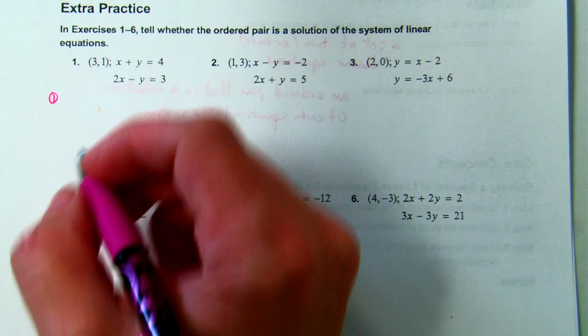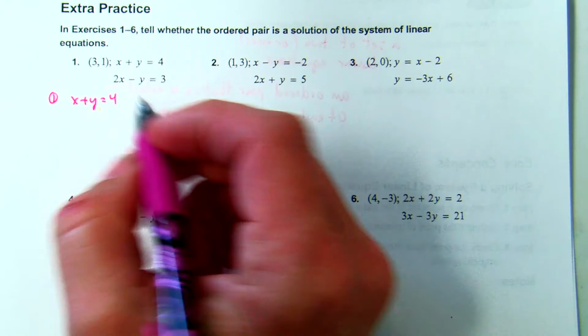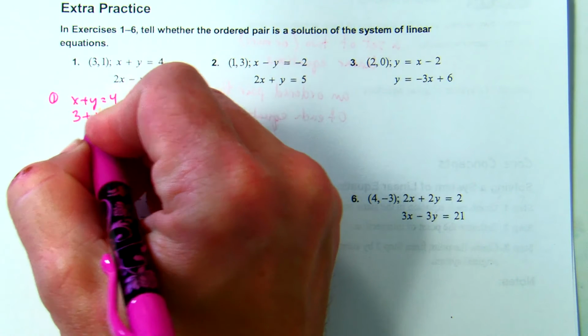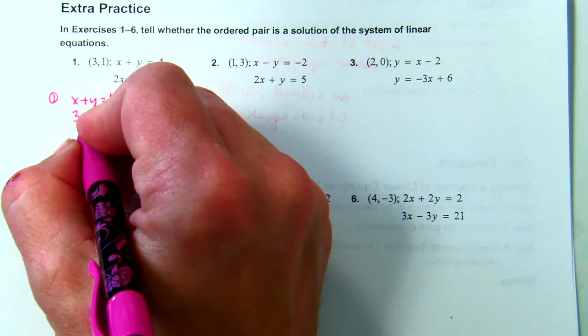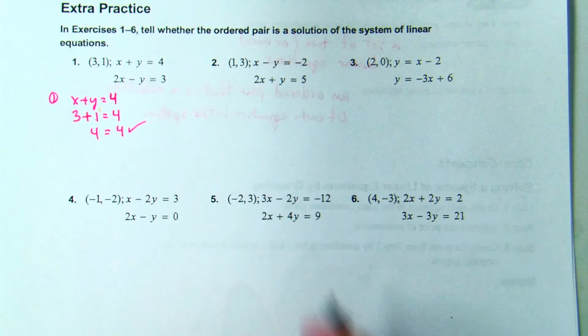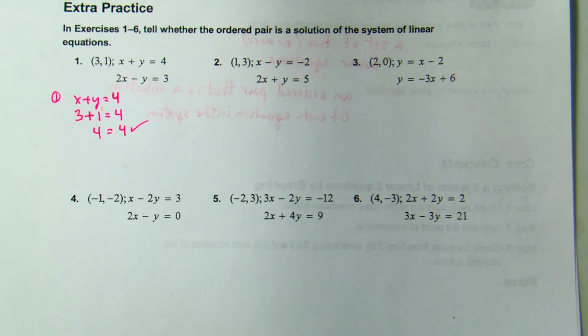For the first equation, we have x plus y equals 4. Where there's an x, we're going to put 3. Where there's a y, we're going to put a 1. We're going to say that equals 4, but does it in fact equal 4? Let's see. 3 plus 1 is 4, and 4 does equal 4, so that one checks out.